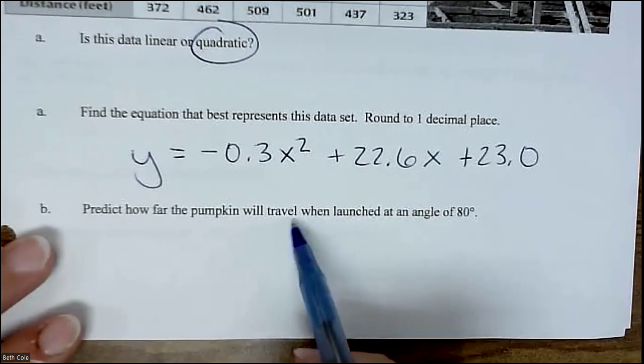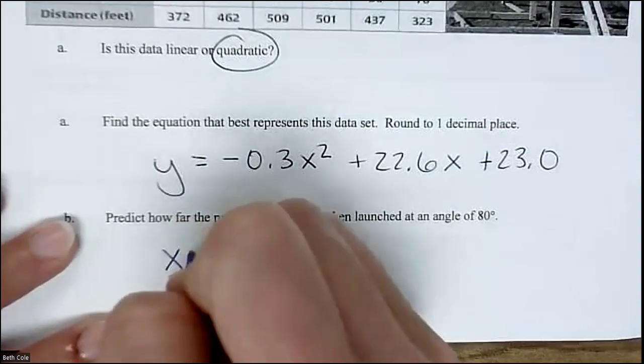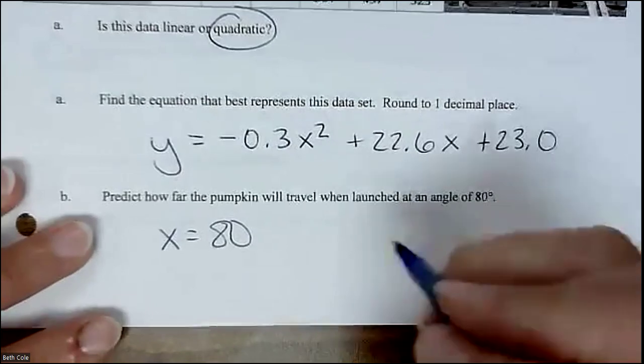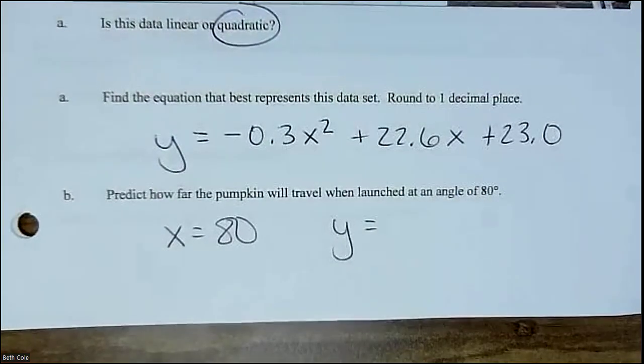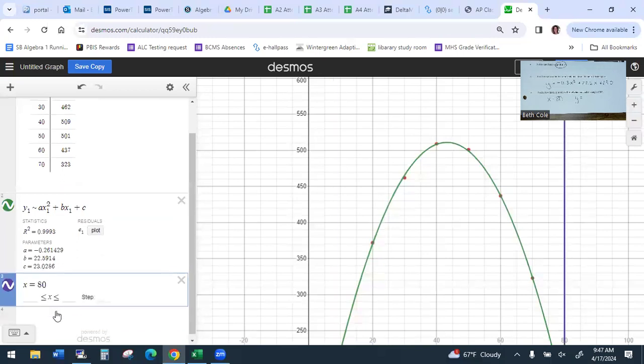Now it says, how far did it go? Launched at an angle of 80. Angle is x. All the ones on here were x, but sometimes they give you y and ask for x. So just be aware, sometimes it's backwards. So x is 80. I'm going to go back to my calculator. I'm going to type in x equals 80.